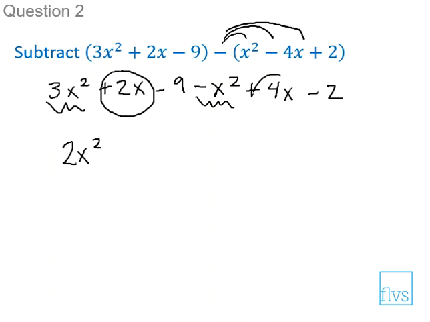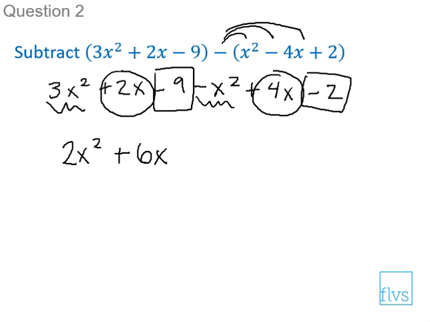The 2x and the 4x are alike, so we get 6x. Again, the number in front changed, but the variable did not. And lastly, negative 9 and negative 2 would be negative 11. We're always going to write these in descending order.